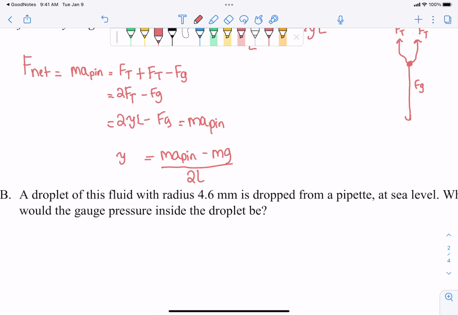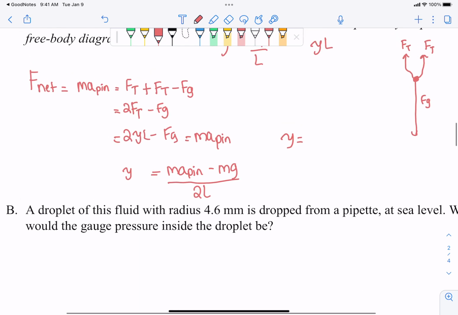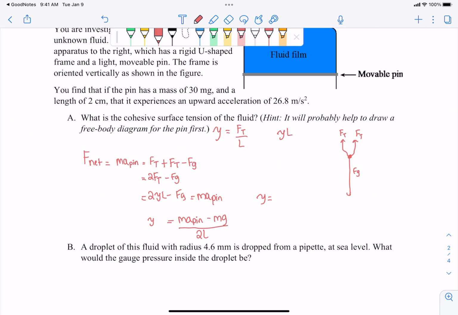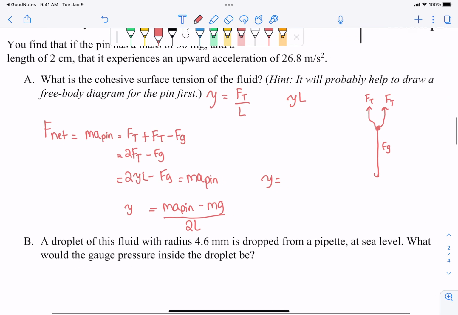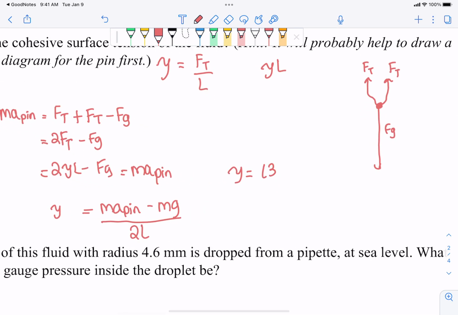So essentially it's just plug and chug from this point, because we know the mass of the pin is what? 30 milligrams. So that's about, I think, if I'm not mistaken, 3 times 10 to the negative 5th kilograms. Yeah. Oh yeah, and thank you, Farah, for confirming. So the mass is 3 times 10 to the negative 5th kilograms, right? Because we want SI units.